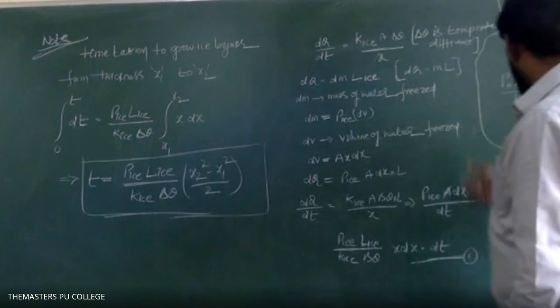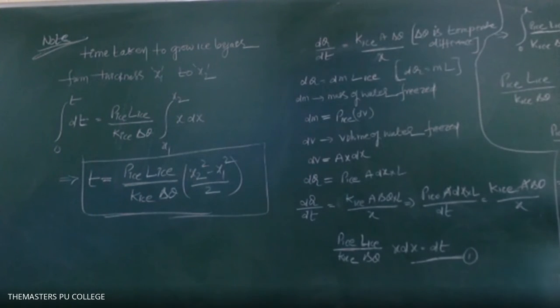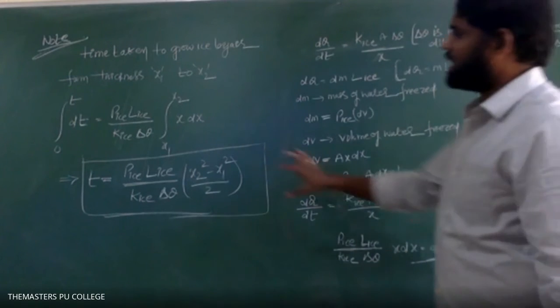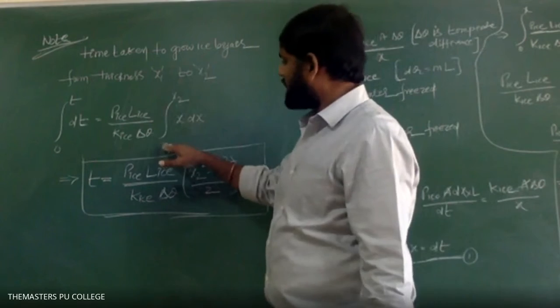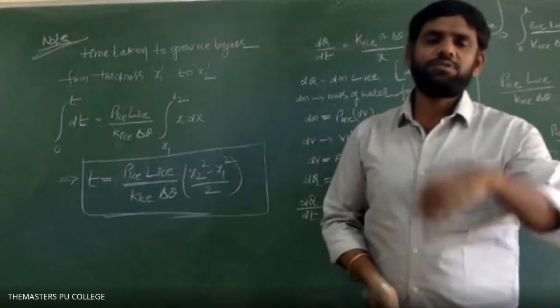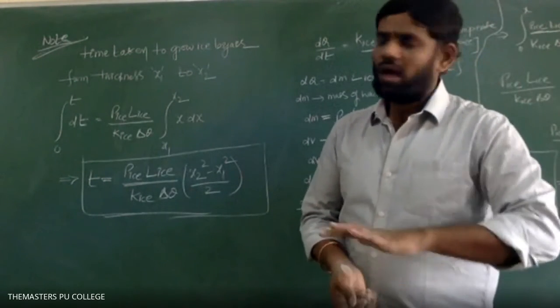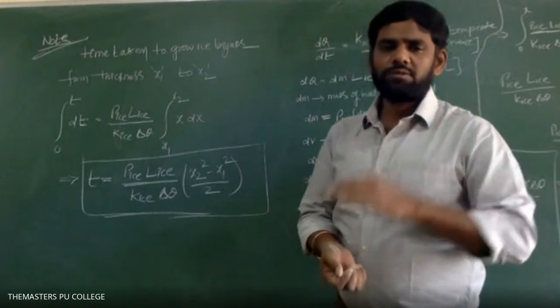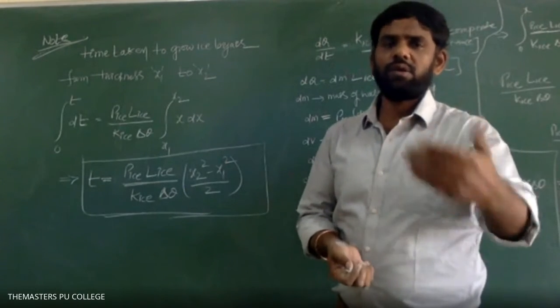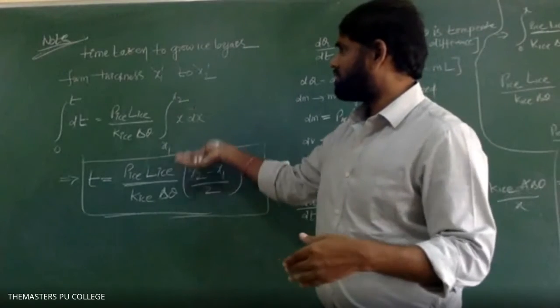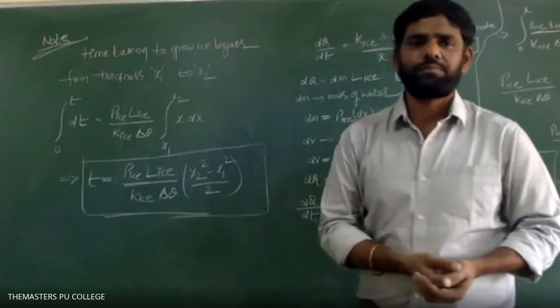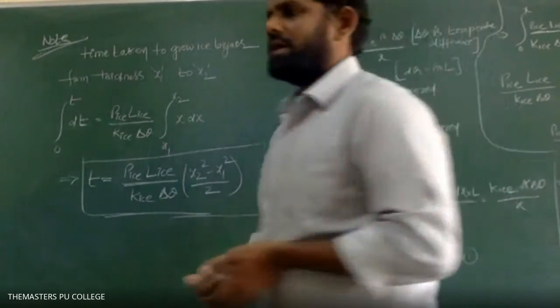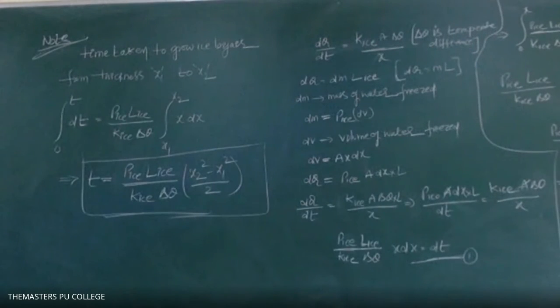The earlier expression was the time taken to grow an ice layer from 0 to x. This is the time taken to grow an ice layer from x1 to x2, like 4 centimeter to 6 centimeter, or from 2 centimeter to 3 centimeter. To solve those kinds of problems, we can use this relation. So this is completely regarding the conductivity.